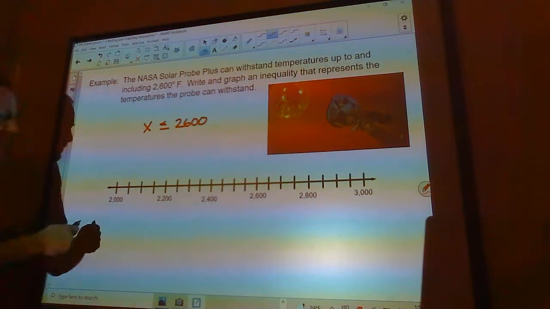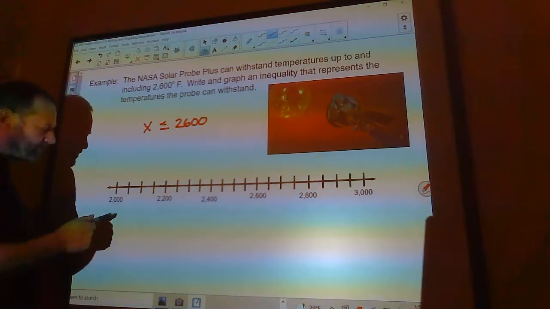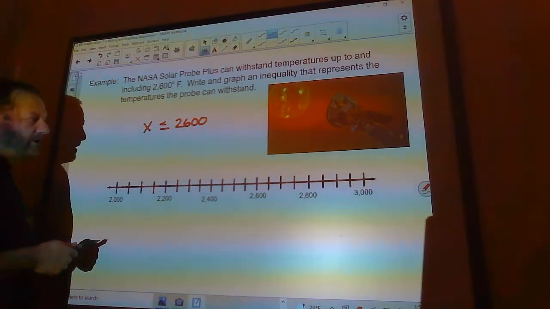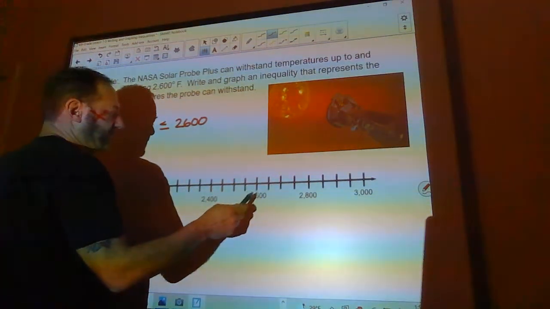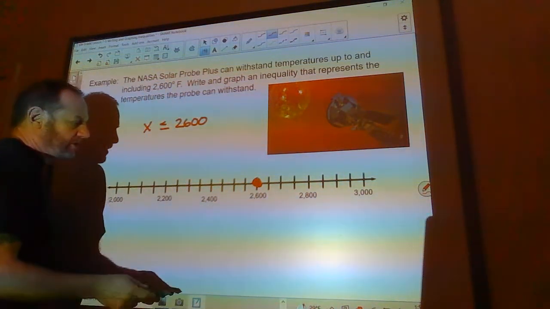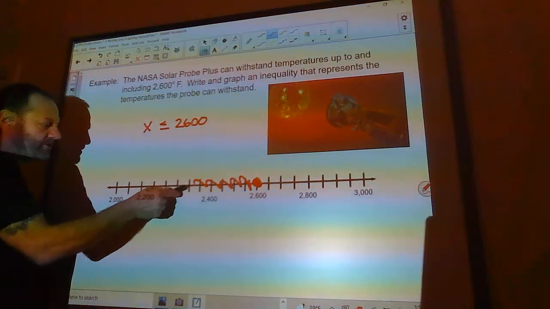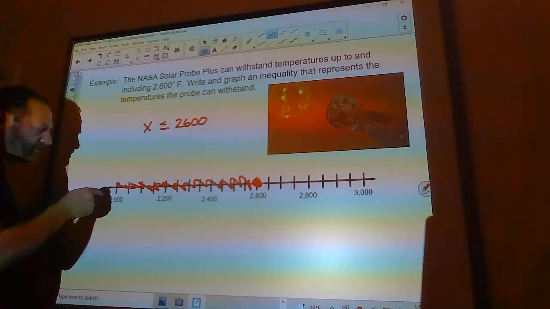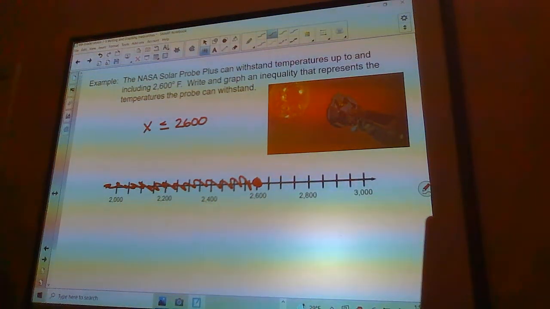Okay, we have a scale here. We start at 2,000, and here's 2,600, so we're going to put a closed dot right there. And we want to shade less than, so we want numbers. This is where the probe is okay, temperatures here.